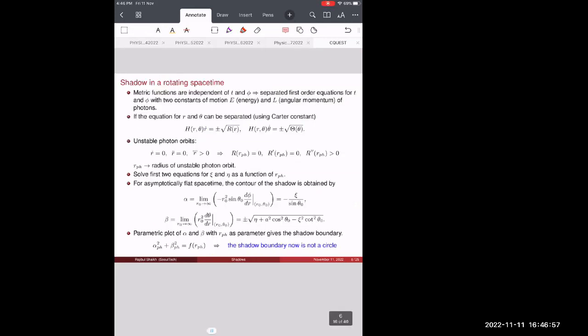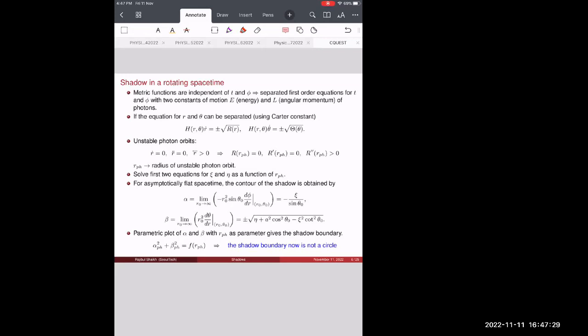However, in an axially symmetric rotating space-time, the situation is a bit different, because in rotating space-time the motion of photons is affected by the spin, and we have two kinds of photons. All those photons which move in the direction of the spin are known as prograde photons, and those which move in the direction opposite to the spin are known as retrograde photons.